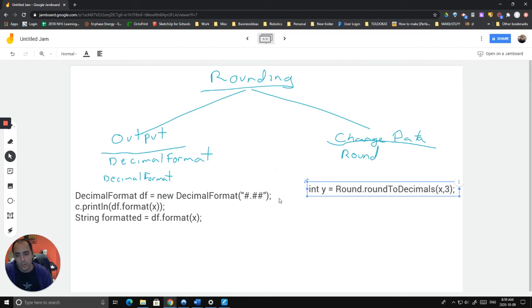RoundToDecimals can take in two pieces of information. One of them is going to be a number. So let's add in here really quickly. Let's assume that we have a double variable x, and it's equal to 12.6. Well, I suppose if you want to see decimal rounding, then we should make this longer, 12.6958.